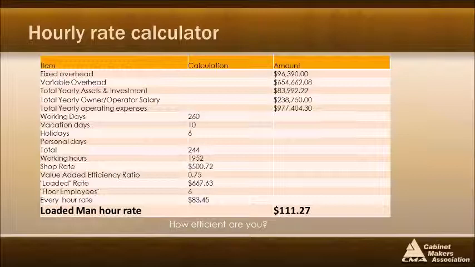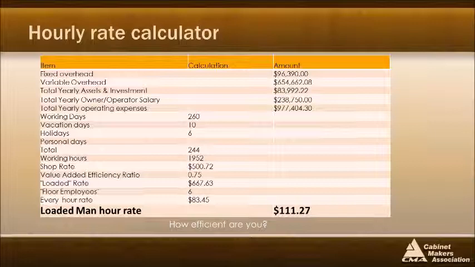So the loaded shop rate, the first one, is going to be how much does your operation cost to run every single hour. Shop rate is $500. Based on a 40-hour work week, this company example here would be $667. So the reason I broke this out separate from the employees is for 2 reasons. First off, obviously you see the next line here is floor employees. Billable employees, it comes out with your actual hourly rate per person.